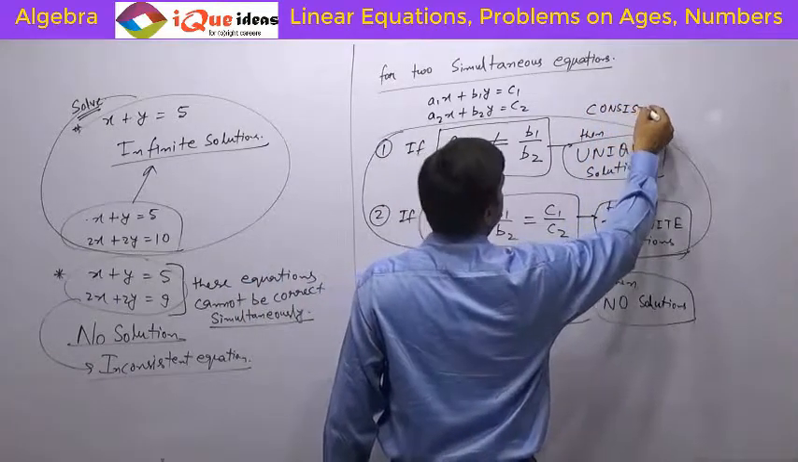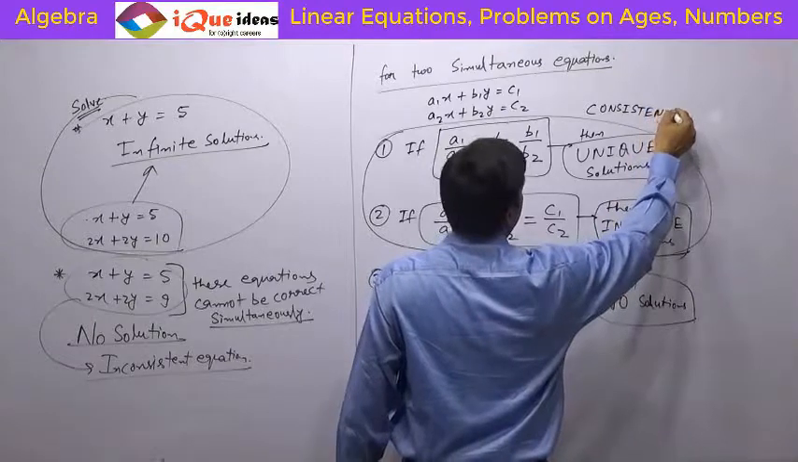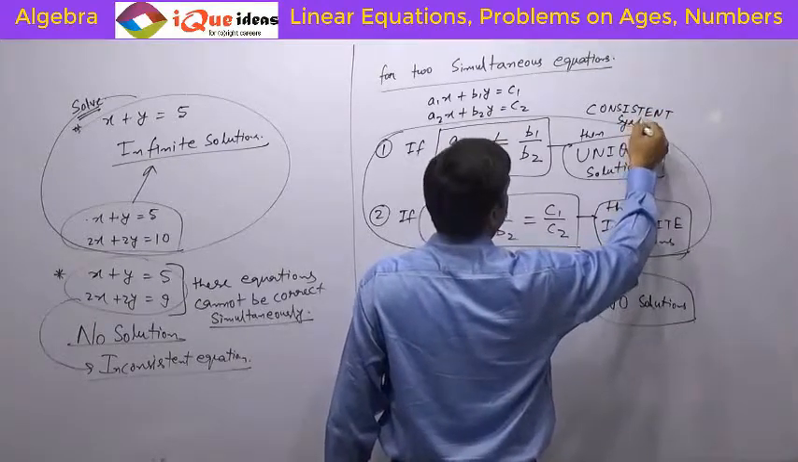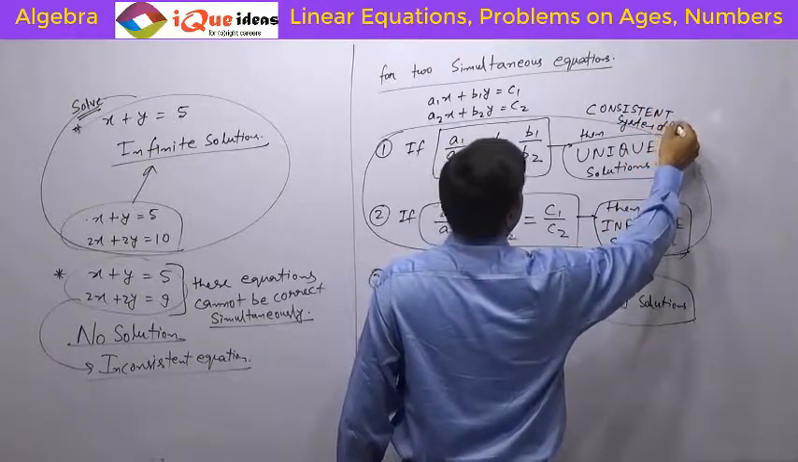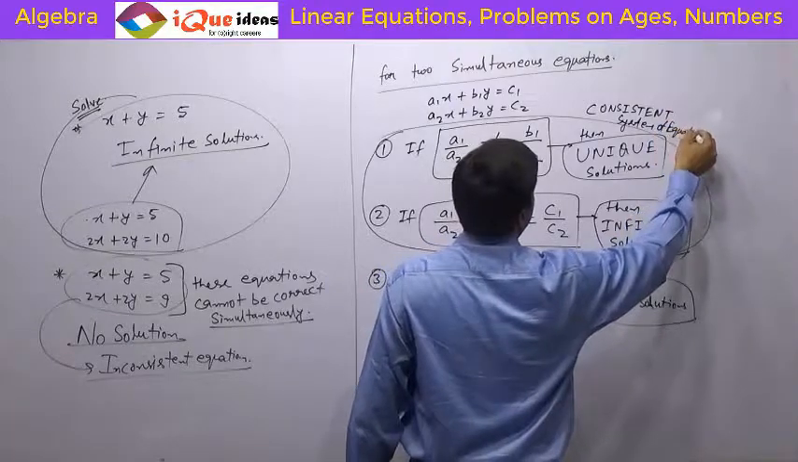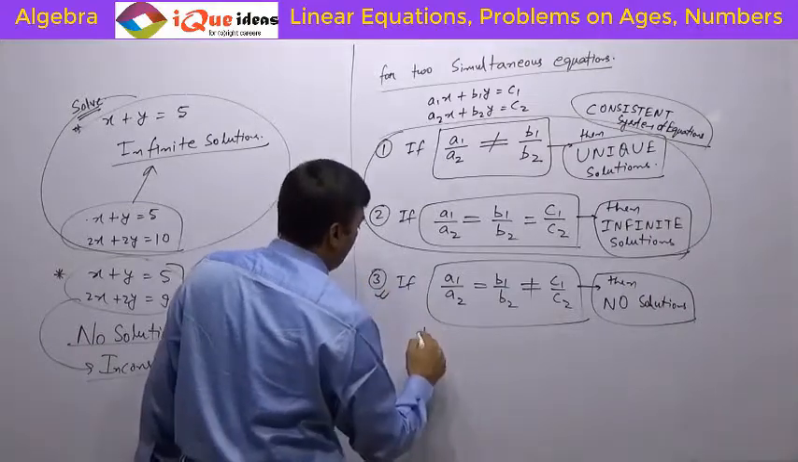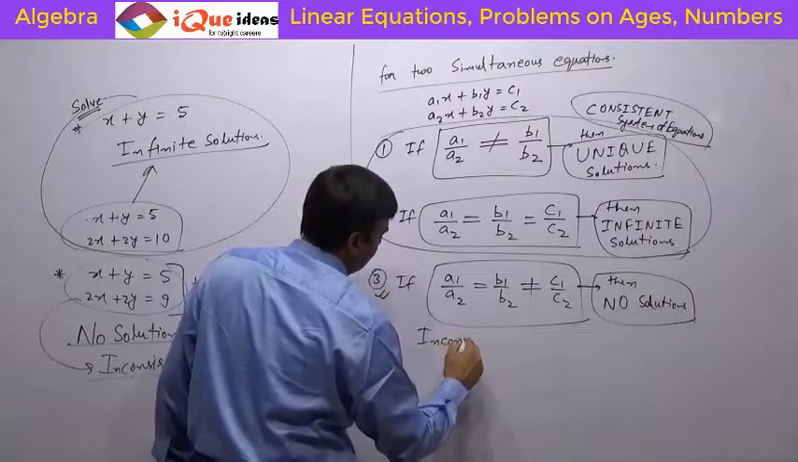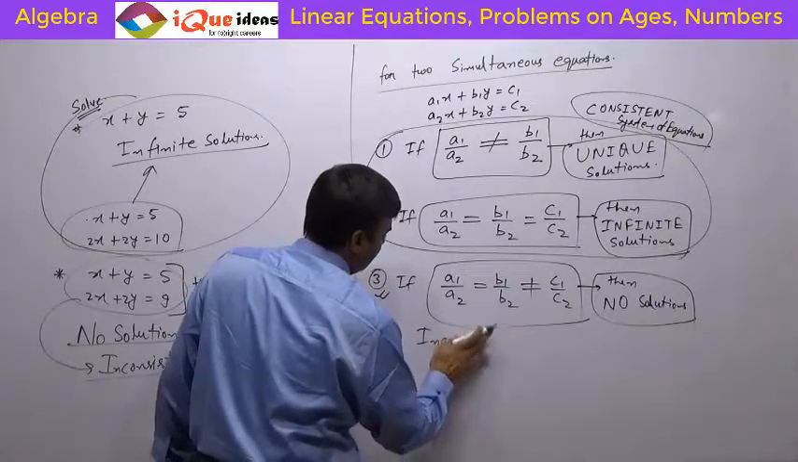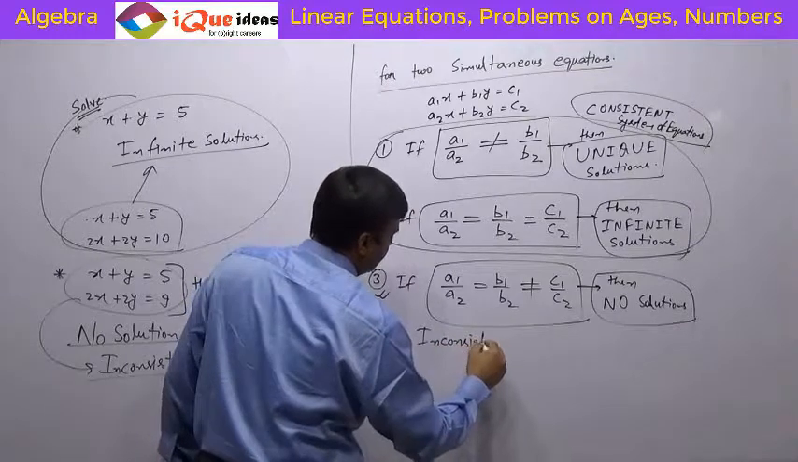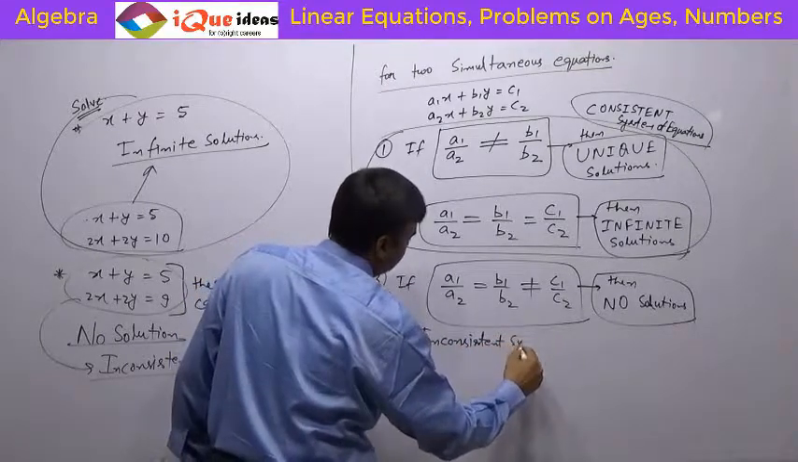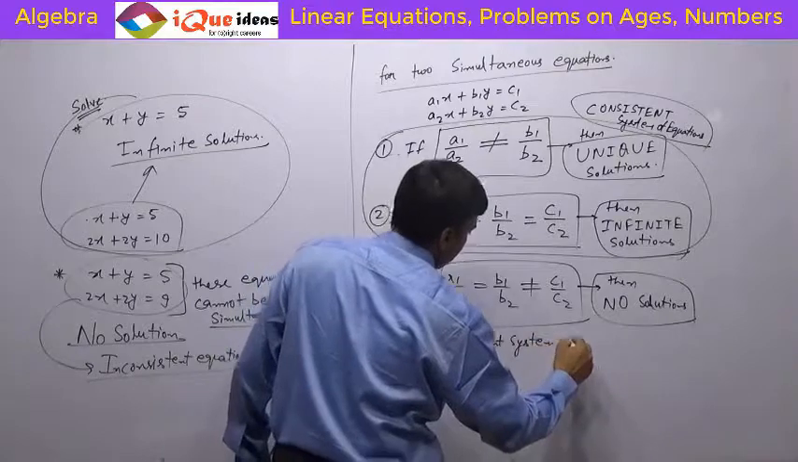Obviously, consistent system of equations, at least the equations exist together. Whereas the third one is called inconsistent because there is no situation which will satisfy this. So it is called inconsistent system of equations.